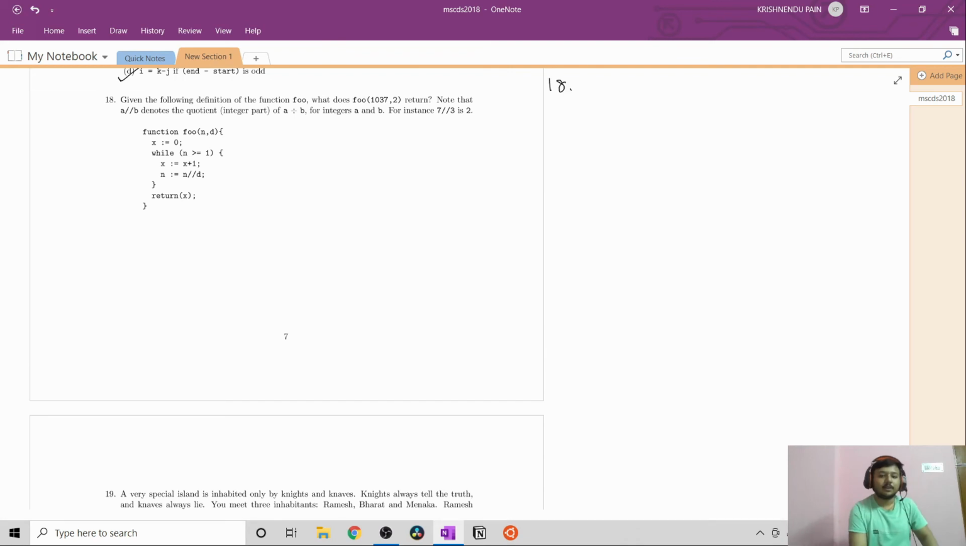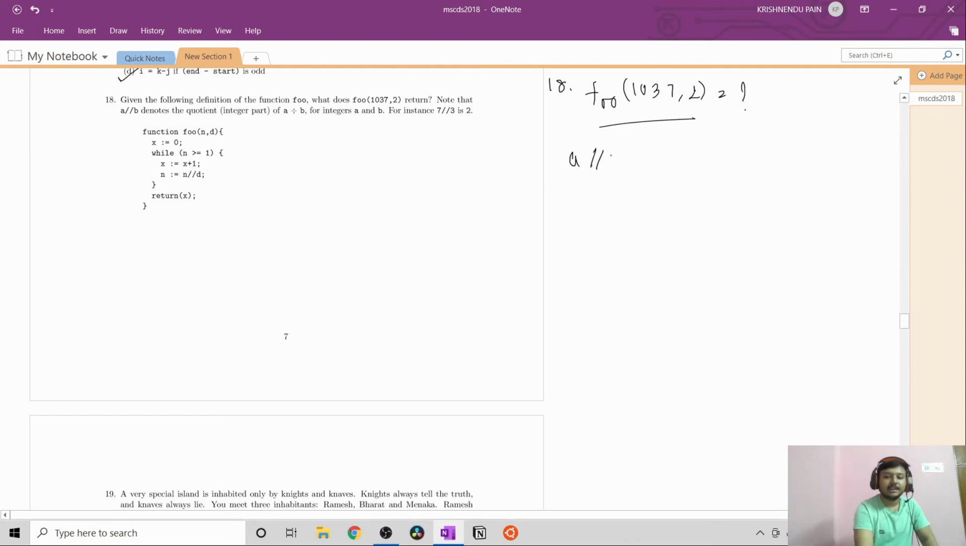Question number 18. The following definition of the function f(n, d) is given. We have to find what this means. What does this function return? a quotient b. This is the sign of quotient, which means we get the integer part of a divided by b. So here is an example given: 7 quotient 3 is 2. There is a function given. x equal to 0, while n greater than or equal to 1, x is increased by 1 and n value is assigned as n quotient d. After the while loop, we are returning the value of x.